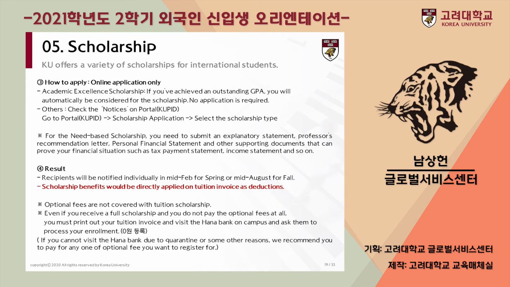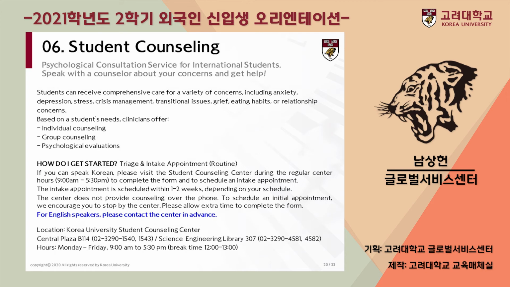If you plan on applying for a scholarship, it will be done online, except for the Academic Excellence Scholarship. If you achieve an outstanding GPA, you will automatically be considered for this scholarship. No application is needed. For the other scholarships, remember to check online on Cupid and on our GSC homepage for more information.